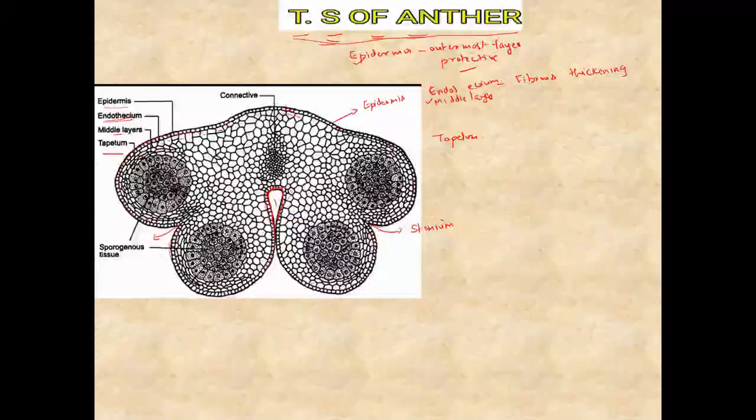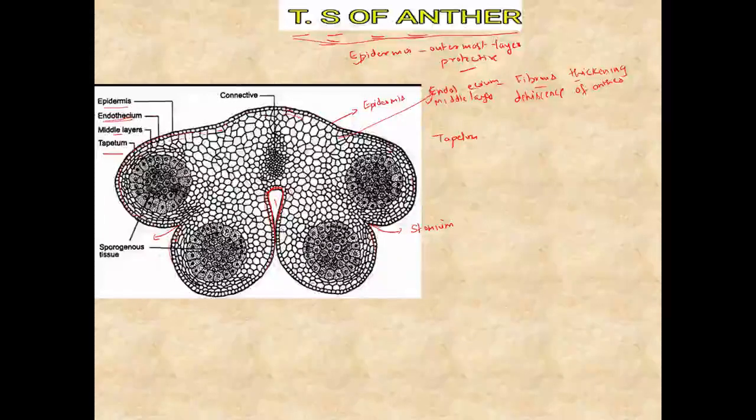So the cells of endothelium have fibrous thickening. This fibrous thickening helps in the mechanism of dehiscence. Dehiscence means that on maturation, the anther is going to split and release the pollen grains. So this fibrous thickening will help in dehiscence of the anther on maturation.